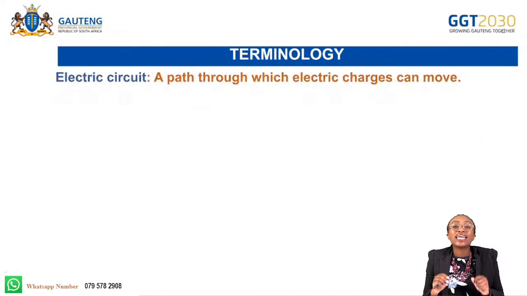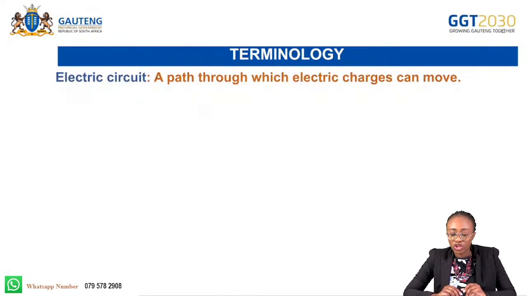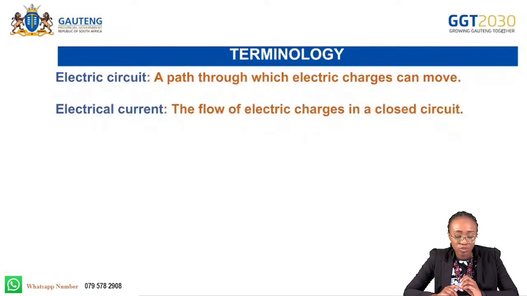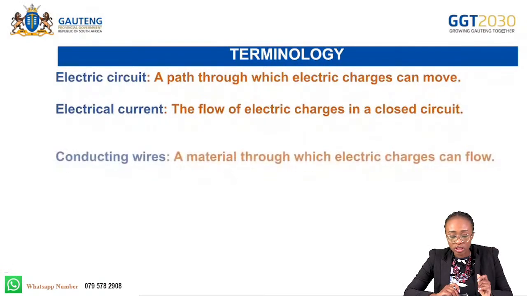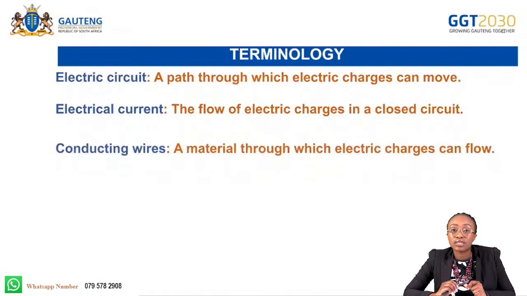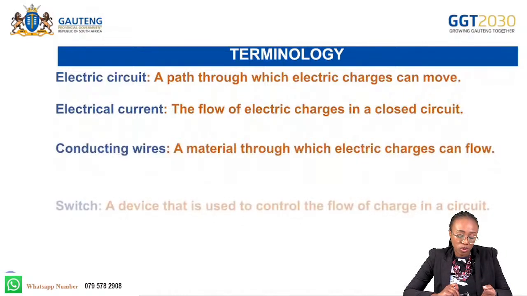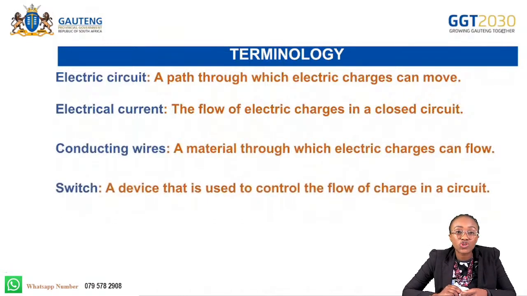The first one is electric circuit. Electric circuit, this is the path through which electric charges move. And then electrical current. Electrical current is the flow of charges in a closed circuit. Conducting wires. This is the material through which electric charges can flow. So electric charges can flow through conducting wires. And then a switch. What is a switch?